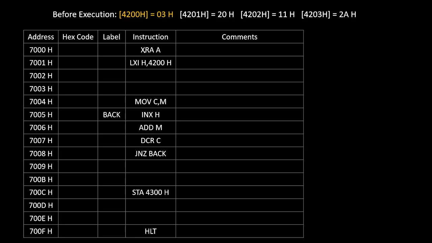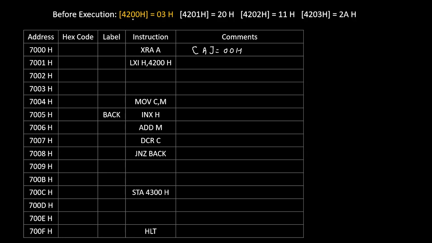First we clear our accumulator to 0 by writing XRA A. XRA A stands for XOR accumulator with accumulator. We know that when we take the XOR of the same binary numbers, the output becomes 0. So the accumulator becomes 00H. Why are we making the accumulator 0? Because we are going to add numbers in the accumulator. By default, everything is added inside the accumulator, so initially we make the accumulator equal to 00.